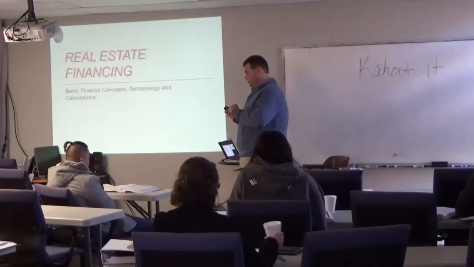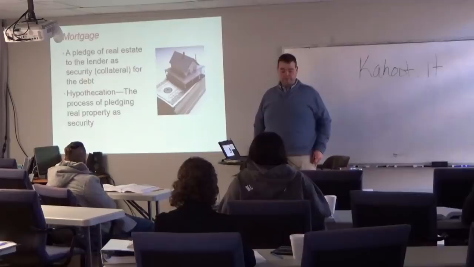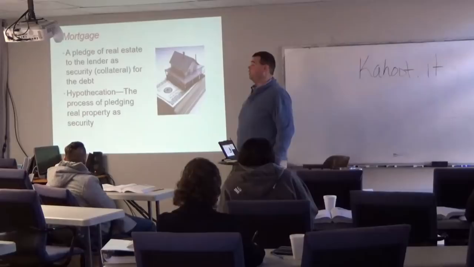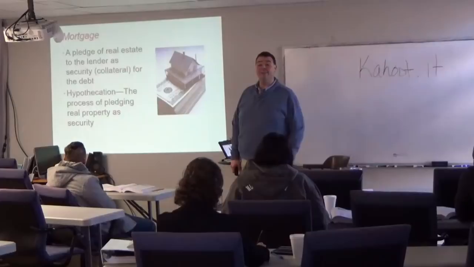So, there we go. What is a mortgage? A mortgage is collateral. It is a pledge of security. Notice it doesn't say a mortgage is what? A loan. Because a mortgage is not a loan. A mortgage is a pledge of collateral.